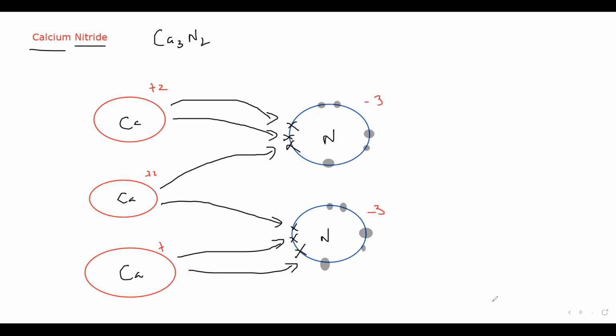Then how do these ionic compounds exist? Ionic compounds exist as a lattice. What is the meaning of a lattice? Lattice means regular arrangement of the particles. So when particles are arranged regularly, we call that a lattice.